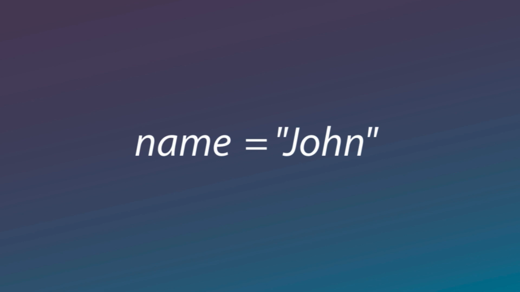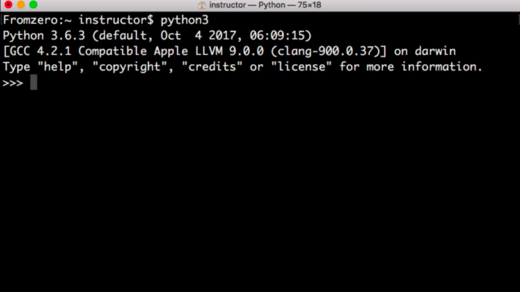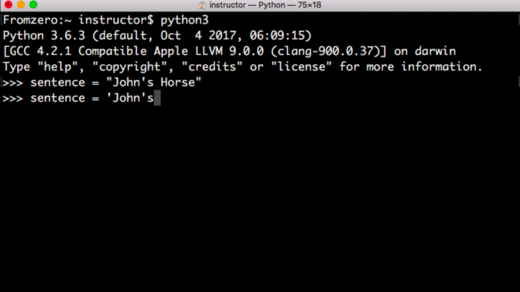So the principle I use is the following. Use single quotes unless you have a single quote in the string. For example, let's say the string is John's horse. You would use sentence equals "John's horse" with double quotes. If you used single quotes around John's horse, that returns an error. sentence equals 'John's horse'.